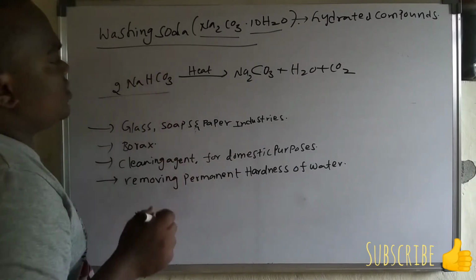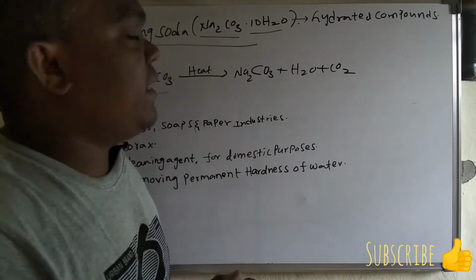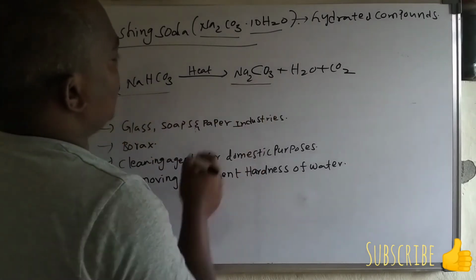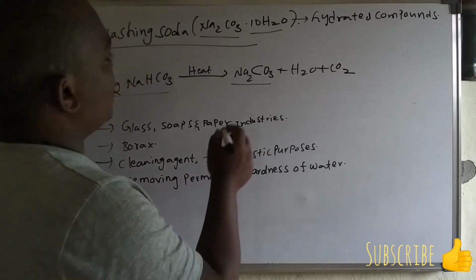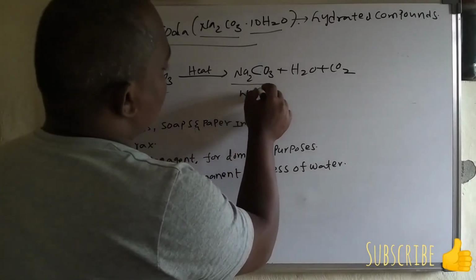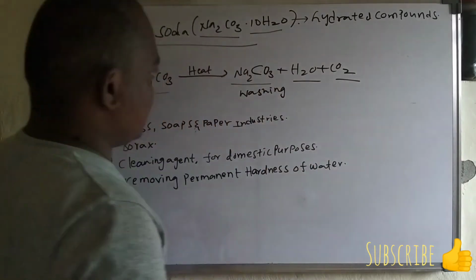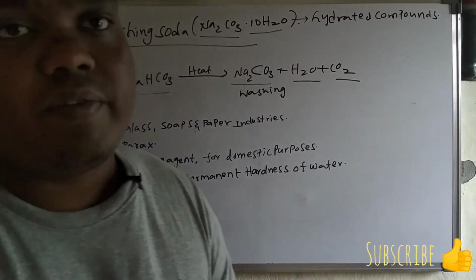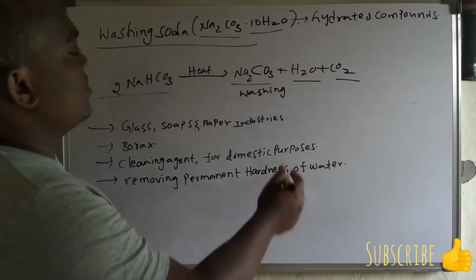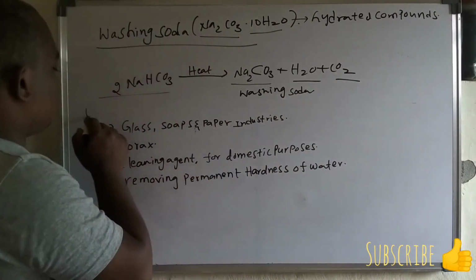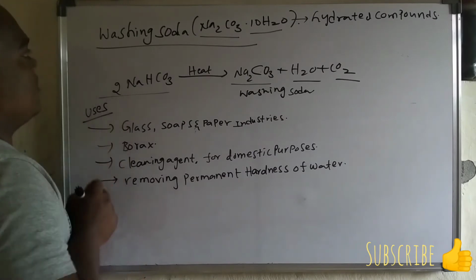So washing soda is prepared by heating sodium bicarbonate. We get sodium carbonate, which is called washing soda, along with water molecules and carbon dioxide gas. So this is the preparation of washing soda, right?